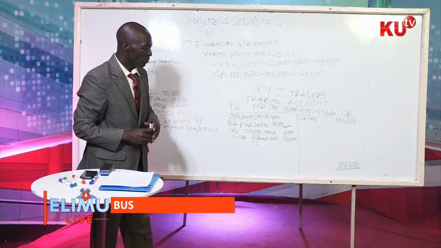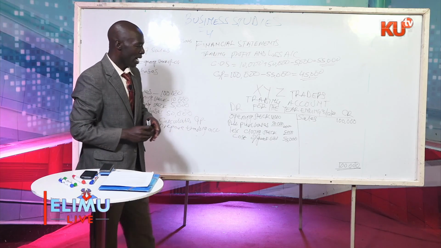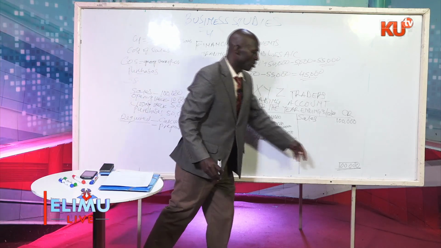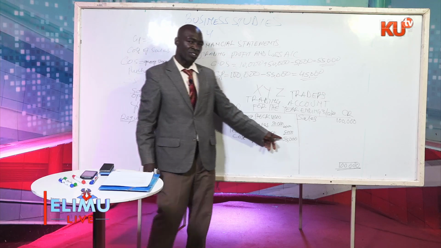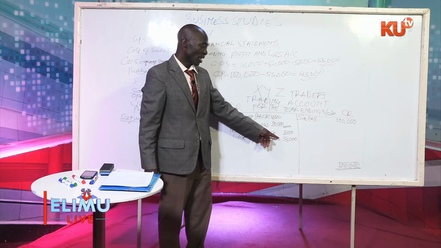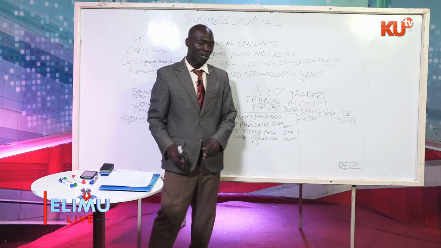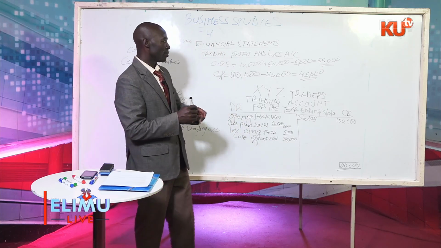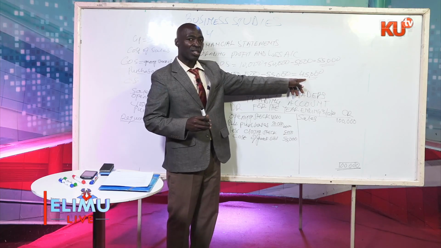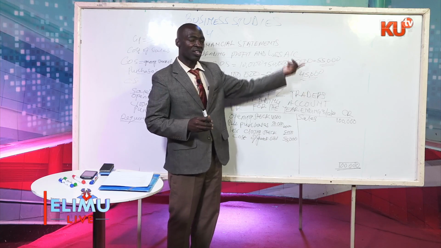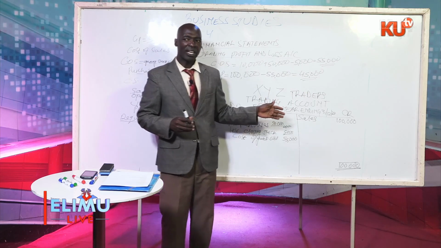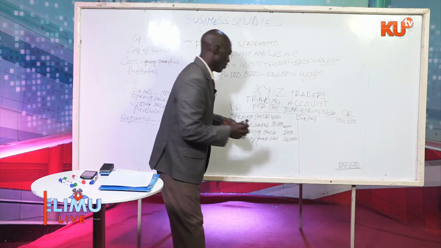So total sales 100,000, and then you come here. This 100,000, subtract the cost of sales, which is 55,000. So the difference here is 45,000. Remember, we are just transferring this information to the trading account.